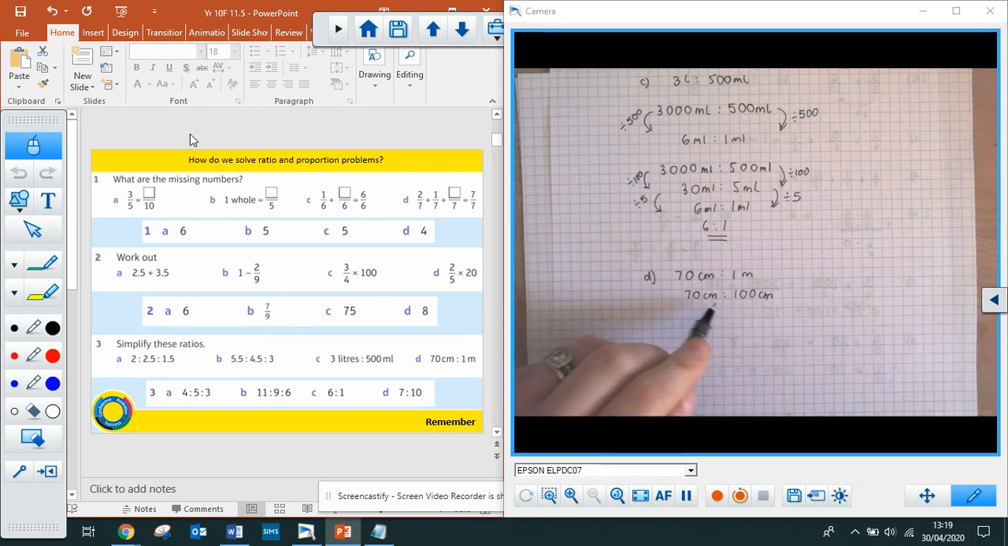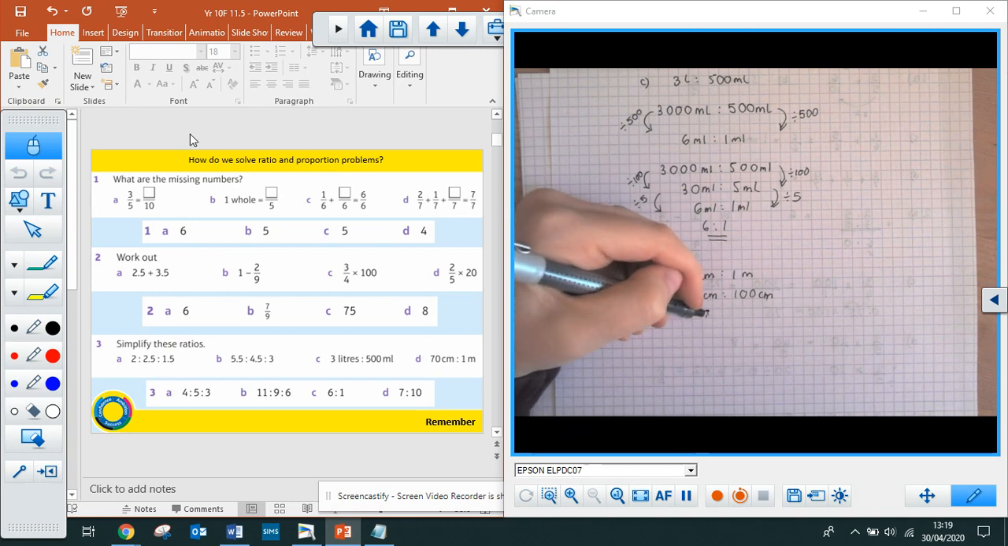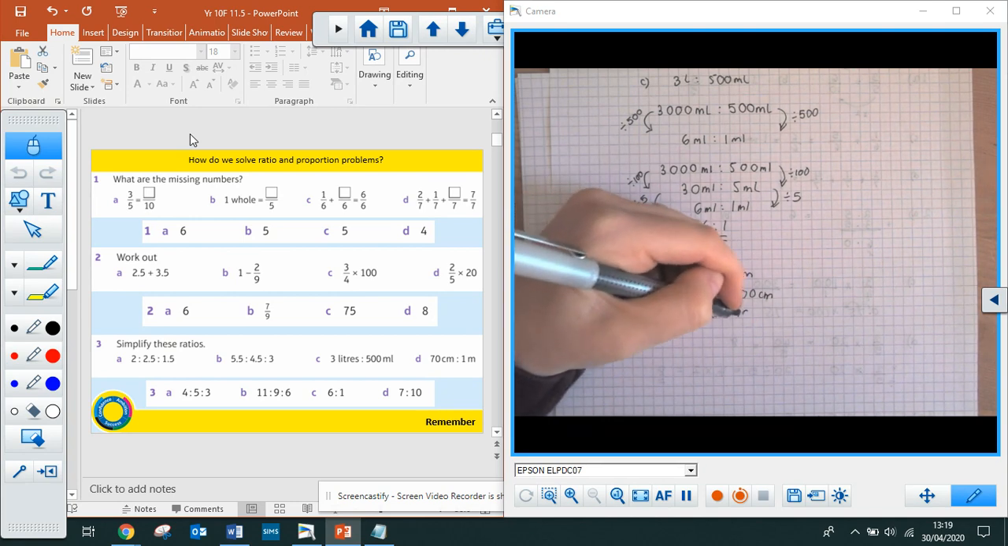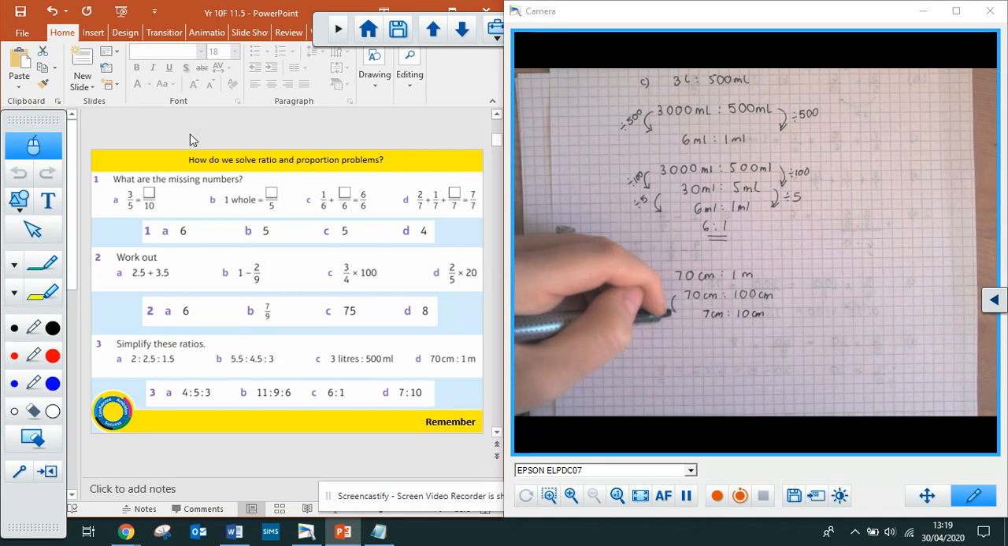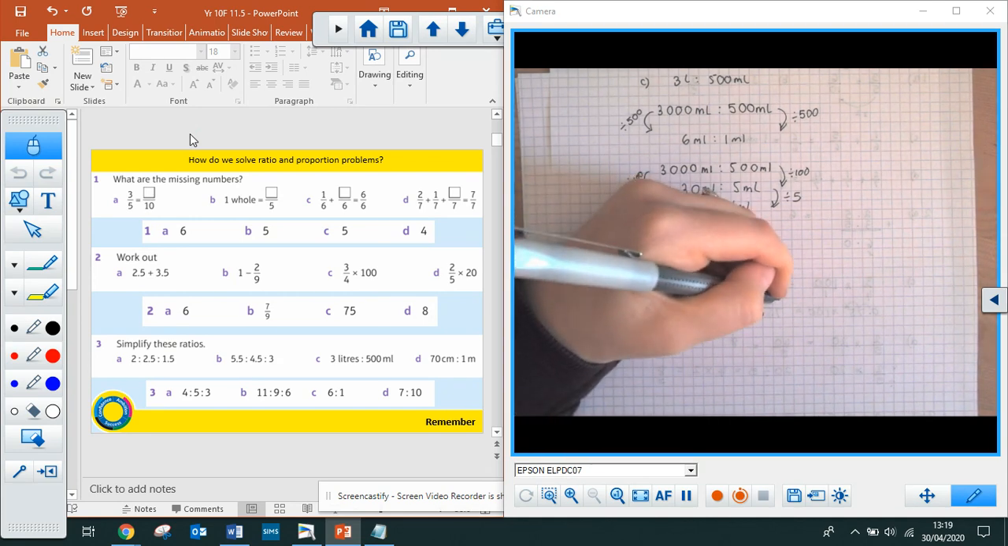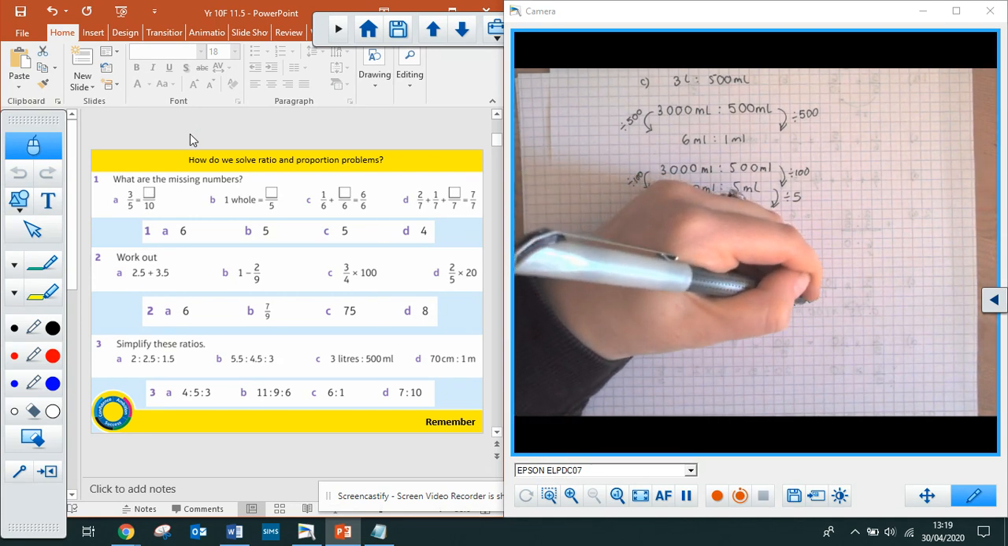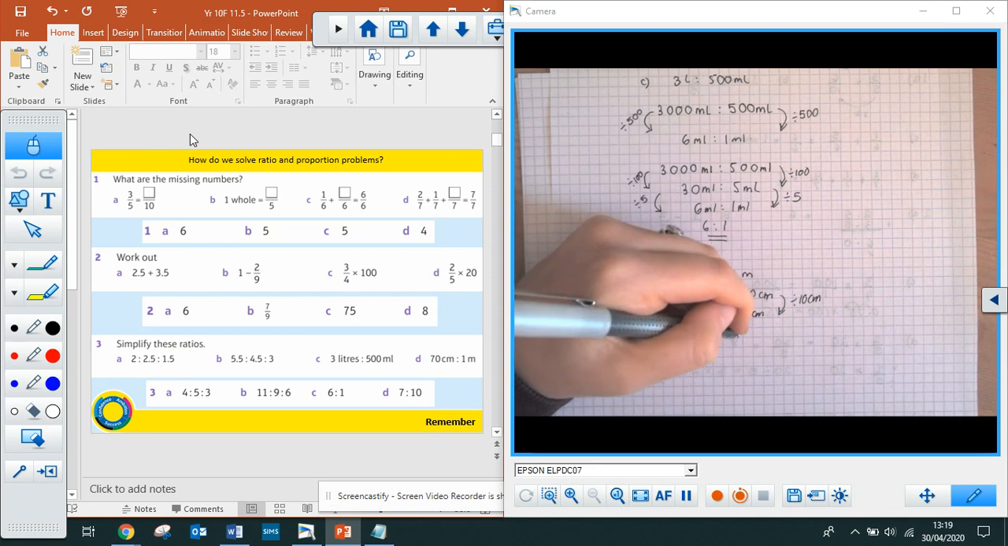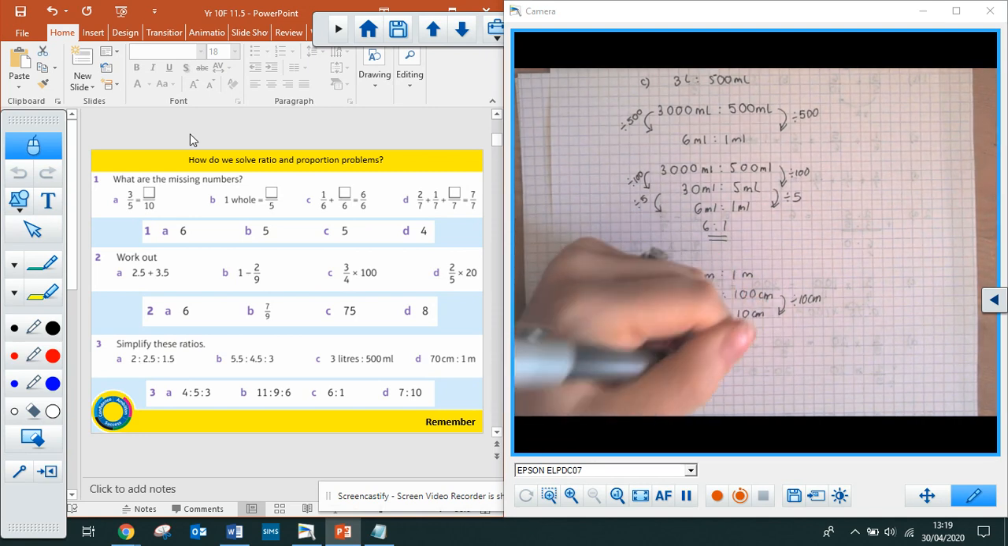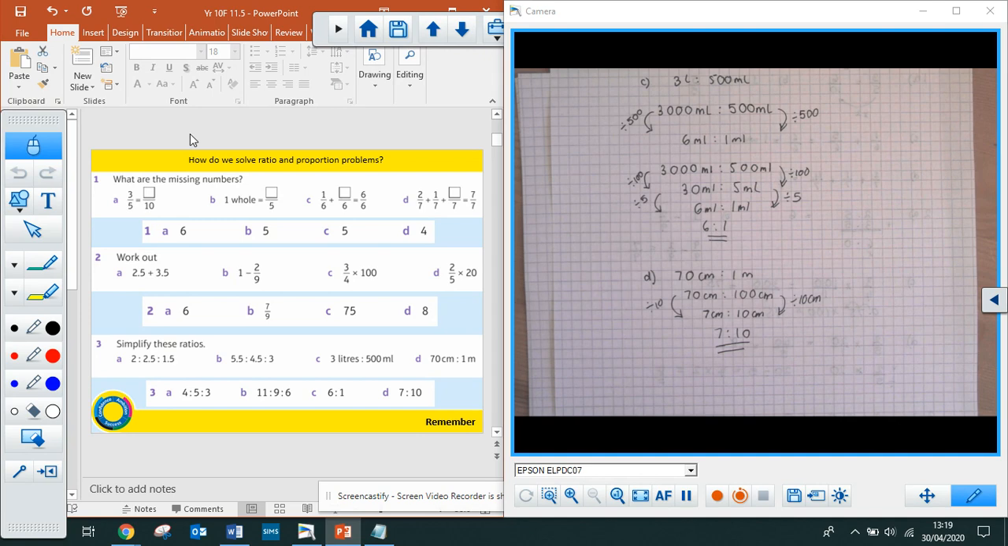Simplify, they're both divisible by 10 because they both end in a 0. So divide by 10, that leaves me with 7 centimetres to 10 centimetres. That's divided by 10. Okay, and you can't simplify that any further. My final ratio is 7 to 10. Okay? Well done.